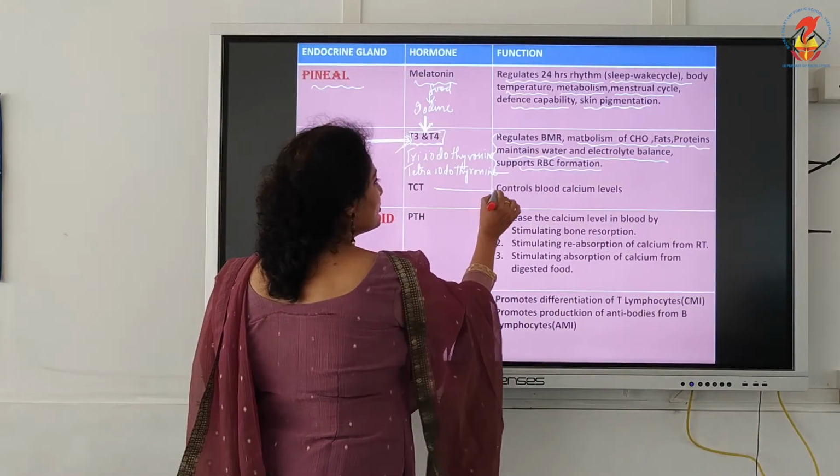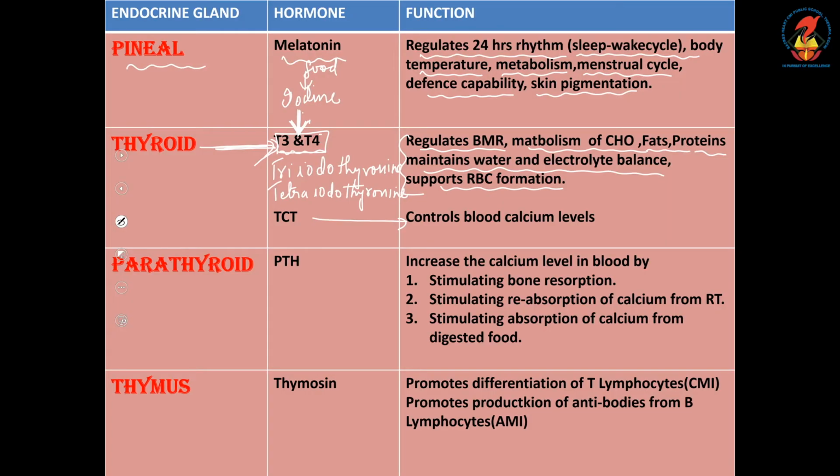Then there's another hormone released by the thyroid, that is called thyrocalcitonin. So this T stands for thyro, C stands for calci, and T stands for tonin. So TCT is a short form. It helps or controls the blood calcium levels. So these are the three hormones secreted by the thyroid gland.